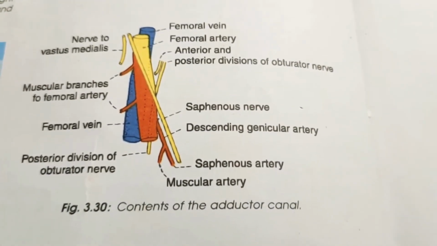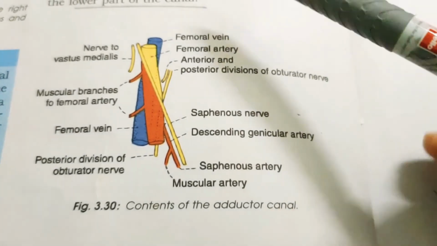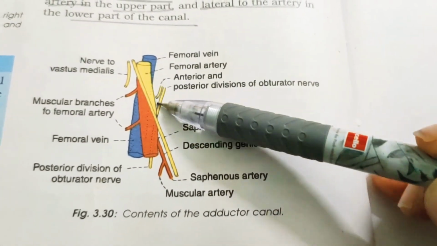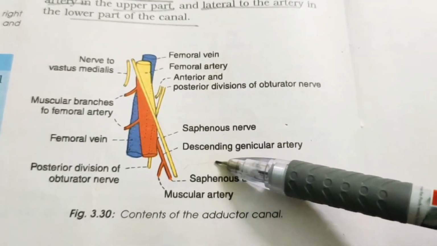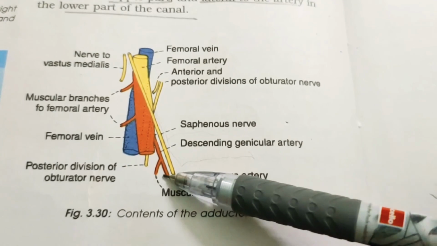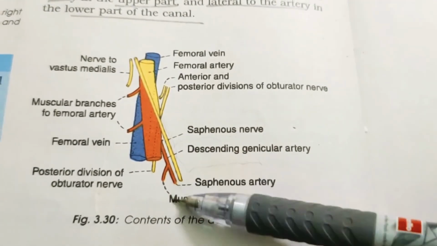Now we can check out this diagram for the contents of the adductor canal, that is the femoral vein. Next comes the femoral artery. The femoral artery gives a branch called the descending genicular artery, and you can also see the saphenous nerve, and this is the saphenous artery and the muscular artery.